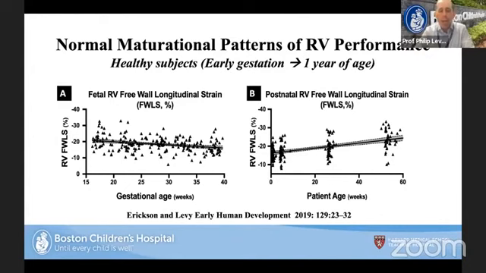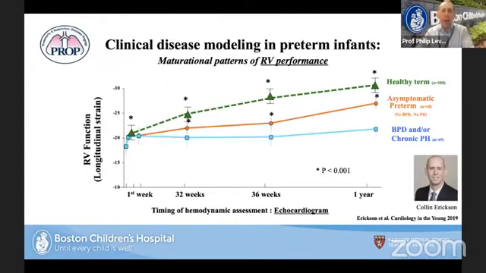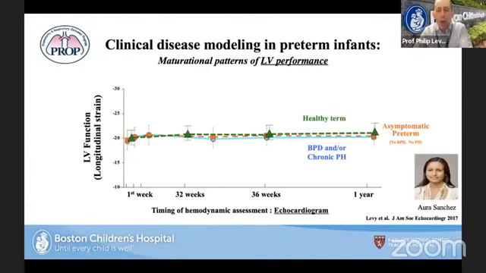So we took this maturational pattern in term infants, and we looked at the maturational patterns in preterm infants. And what we found was fantastic. We found that all preterm infants, regardless of their lung health, regardless of whether they had BPD or were on oxygen support, had worse RV function over the first year of age compared to the term infants. Now, of course, if you had BPD or pulmonary hypertension, your RV function was worse as it responded to increases in pulmonary artery pressures.